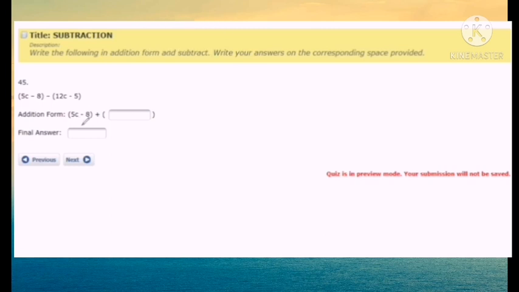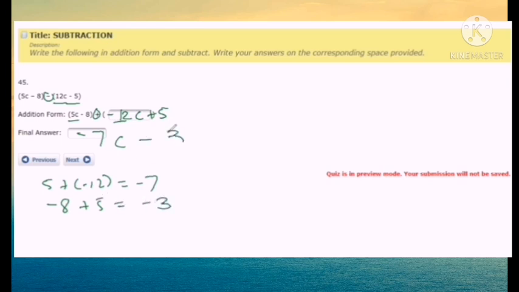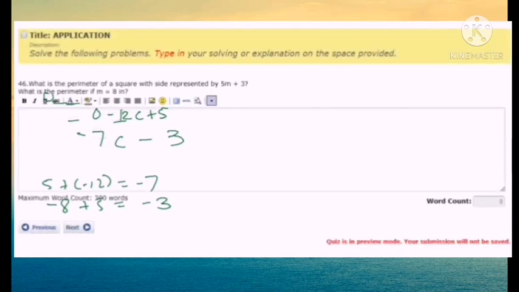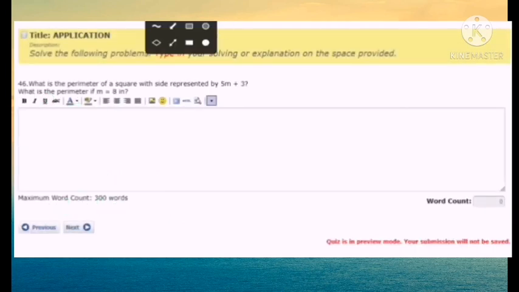45, we have this, minus becomes plus, 12c will become negative 12c, minus 5 will become plus 5. So 5 plus negative 12 is equal to negative 7, so negative 7c, and negative 8 plus 5 is equal to negative 3, so minus 3.